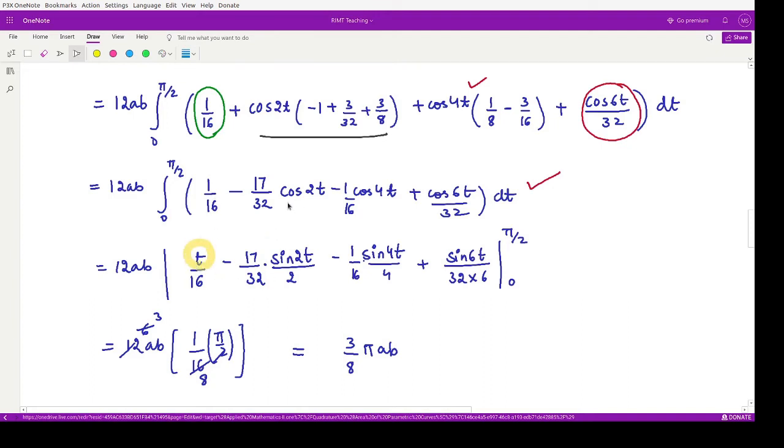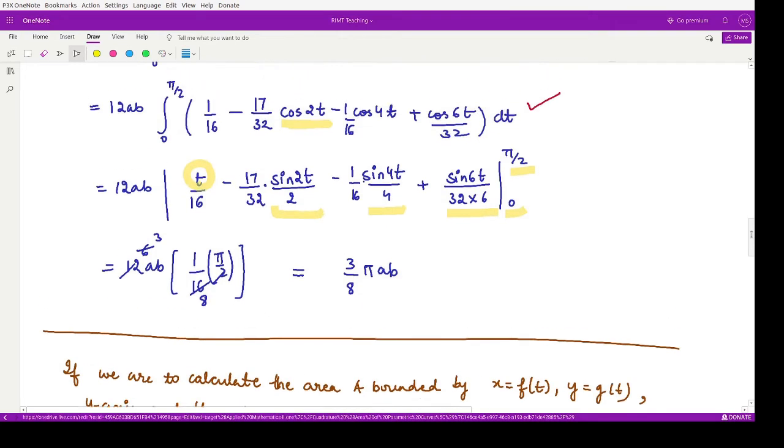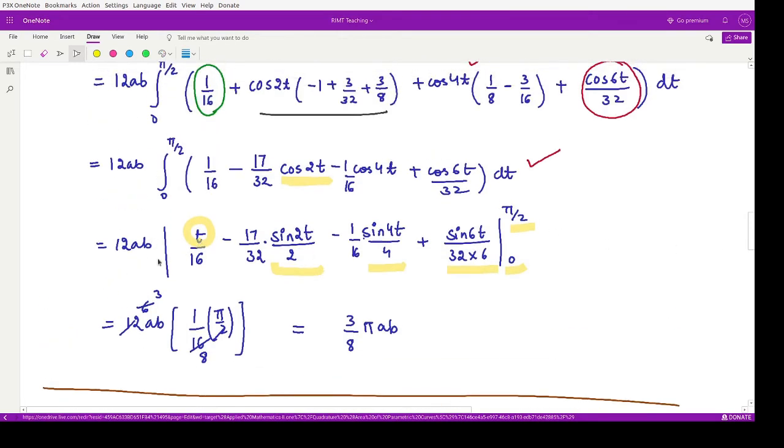Then we have the integration of cos 2t as sin 2t by 2. Integration of cos 4t is sin 4t by 4, and integration of cos 6t is sin 6t divided by 6. And we have limits from 0 to pi by 2. So when you substitute the upper limit pi by 2, what you will have is 12ab as such, and the value of t as pi by 2.